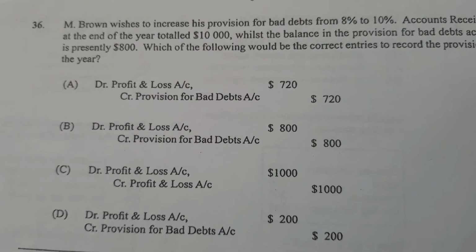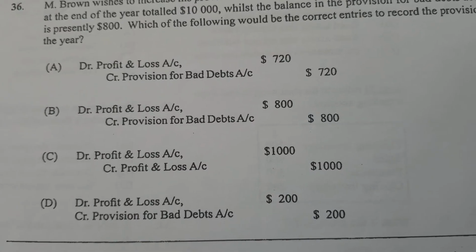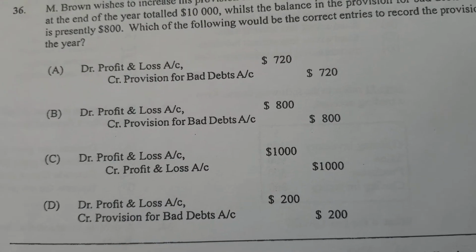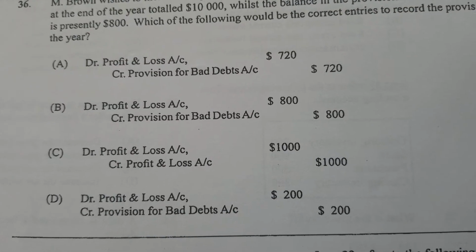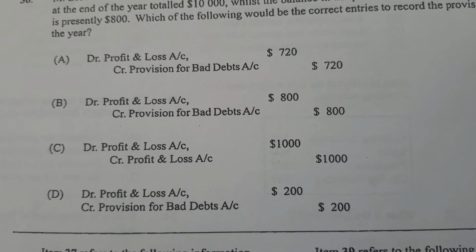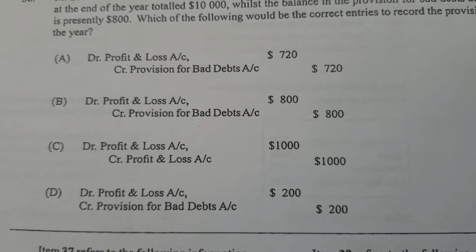Right? So then the answer that is most appropriate will be D. Right? We want to debit the profit and loss 200 and credit provision for bad debt with 200. So D would be our most appropriate answer.